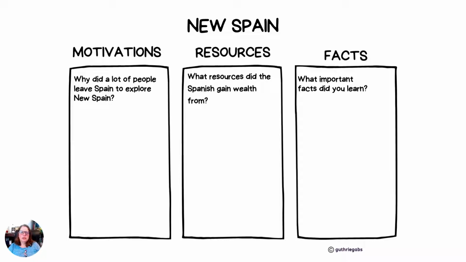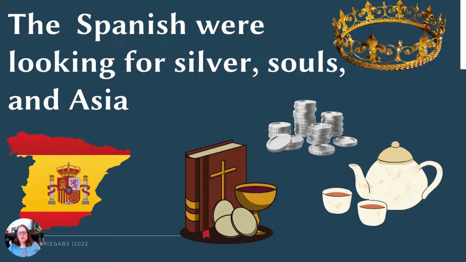So I think the notes that I sent you are a little bit different, but if you didn't download the notes, this is an easy way to go ahead and just look at, what were the motivations for the Spanish moving to the Americas? What resources were they finding in the Americas? And then any important facts. And we're going to do this for New Spain, English, and New England, and then New France.